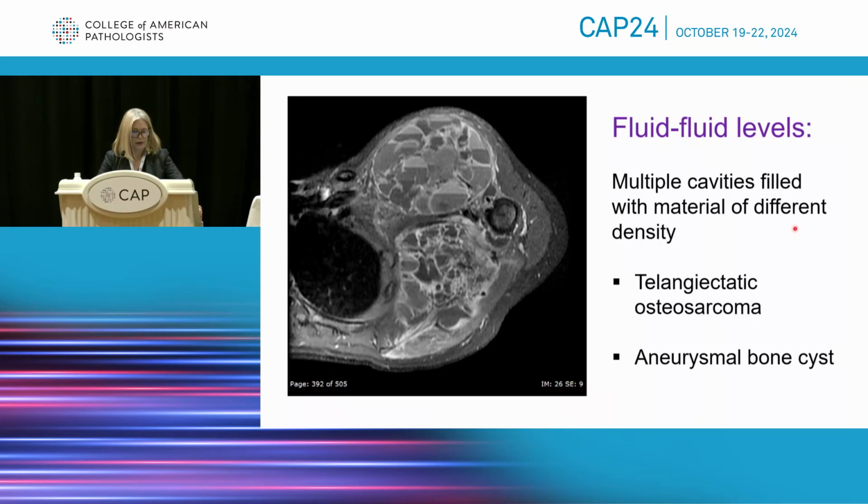Here's another giveaway, and that's fluid levels. And this is the contrast between some cyst fluid, blood, and maybe a partially air-filled cavity. This occurs in a couple of settings. Telangiectatic osteosarcoma and aneurysmal bone cysts usually have fluid levels. This one is obviously on the malignant side, so look, this is the host bone. This is this hideous giant tumor that's extending out very large into the soft tissue. So this is a telangiectatic osteosarcoma.